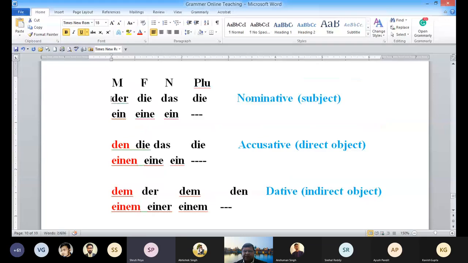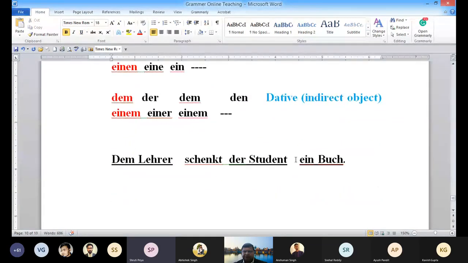Sir, does German have the active and passive voice that we have in English? Yeah, we do have, but I'm not explaining the passive right now because it's a little advanced. For that, you need the verb forms, the third form of the verb. Okay, we do have active and passive voice, yes. Okay. Anybody else has got any question?